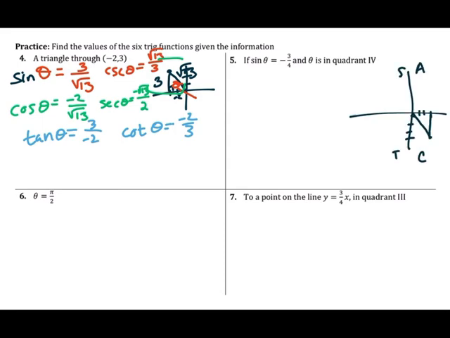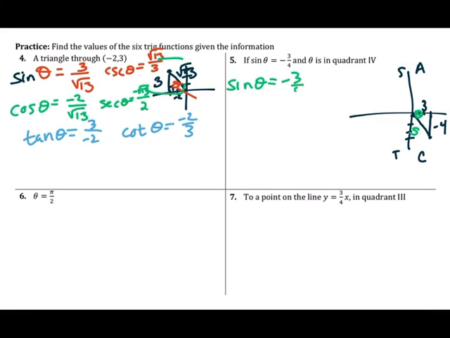So here's my clue to you on number 5 if you were stuck. If sine of theta is -3/4 and we're in quadrant 4, that makes this 3 positive and this 4 negative. Now see if you can use the same techniques that we used in number 4 to find the 6 trig functions. So hopefully you figured out that the hypotenuse is 5.